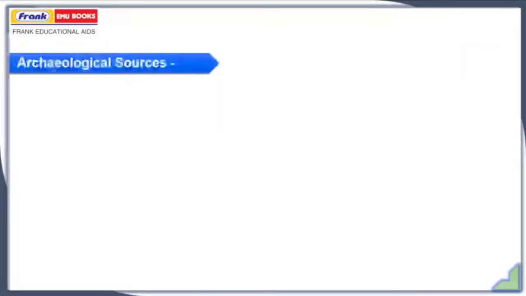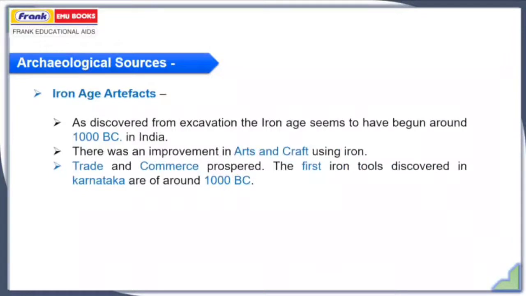Now coming to the archaeological sources, first among all are the Iron Age artifacts. We all know that iron was discovered in India around 1000 BC. As discovered from the excavation, the Iron Age seems to have begun in India around 1000 BC, and there was an improvement in arts and craft using iron, and because of the use of iron, trade and commerce prospered. Many types of weapons could now be produced using iron. The first iron tools were discovered in Karnataka, dating to around 1000 BC. So we can say that the iron tools and iron weapons of that period can also be used as archaeological sources.